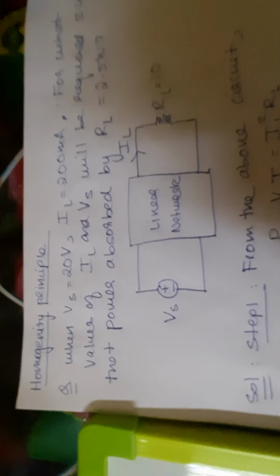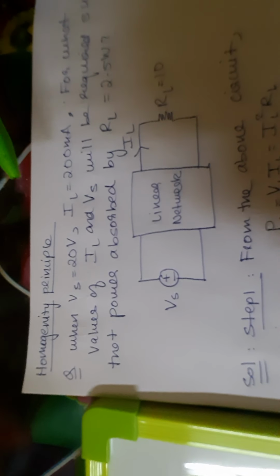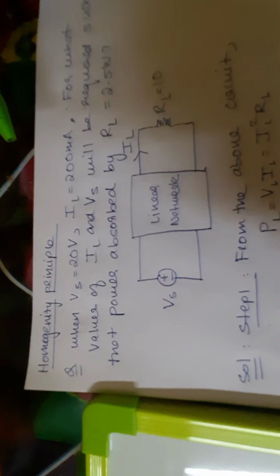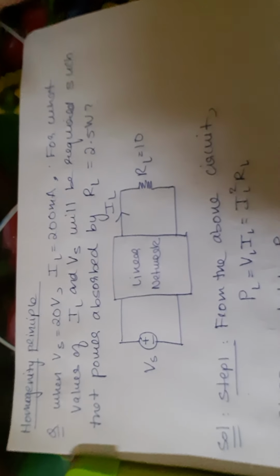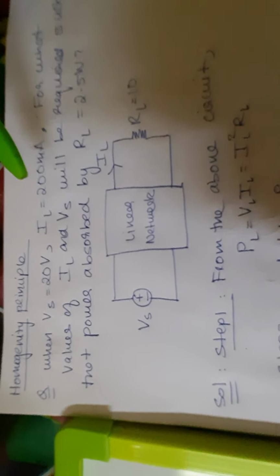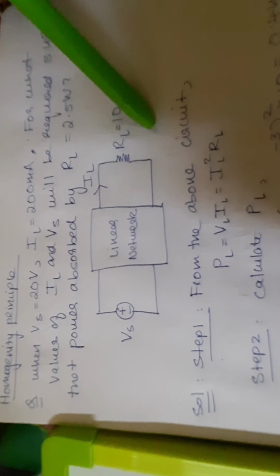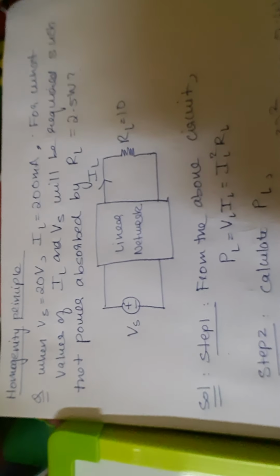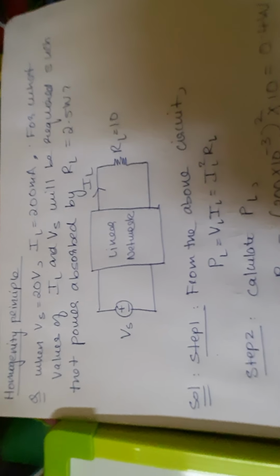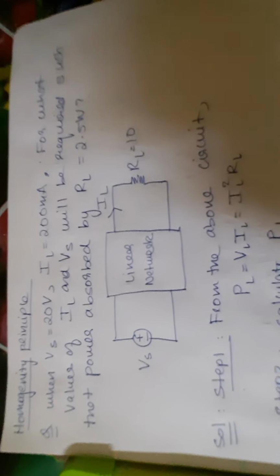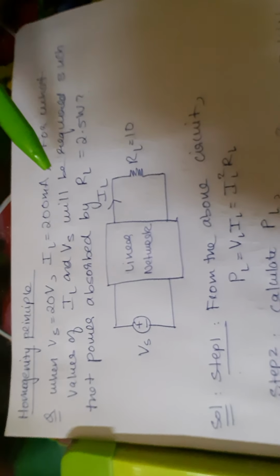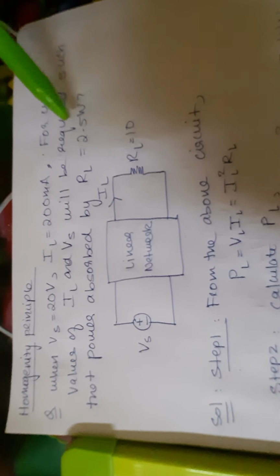Third part is based on the very famous homogeneity principle in linear networks. So what has been given is, we have given the initial value of Vs and IL, and we are asking for what values of Vs and IL the required power across RL will be 2.5. Initially the power is not 2.5. We have to find for what values of Vs and IL the power will be 2.5.